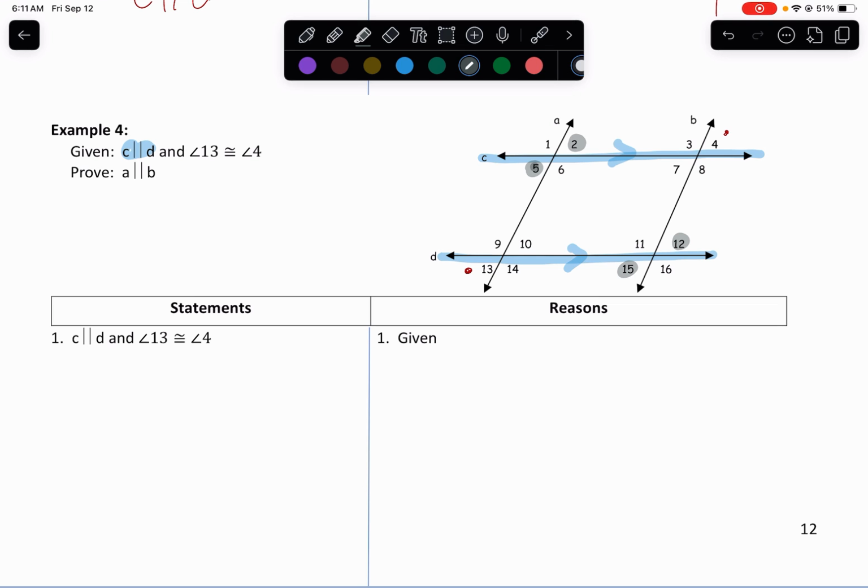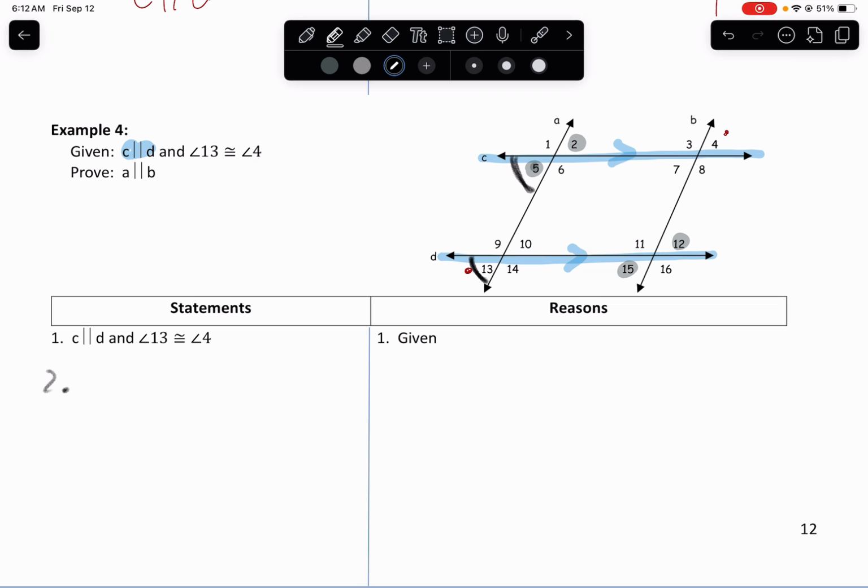But I cannot say that angle 4 is congruent to angle 2, or angle 4 is congruent to angle 5, because those would be using the fact that A would be parallel to B. But we don't know that, and so I can't say that 4 and 2 are congruent right now. They're not using the parallel lines that I highlighted. So this time, I'm going to use angle 13, because that came first, and I'm going to use angle 5, just because it's one of the options.